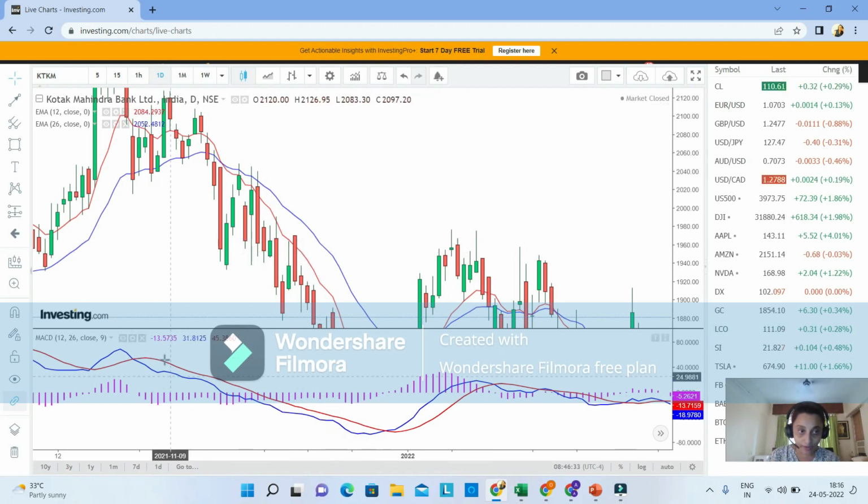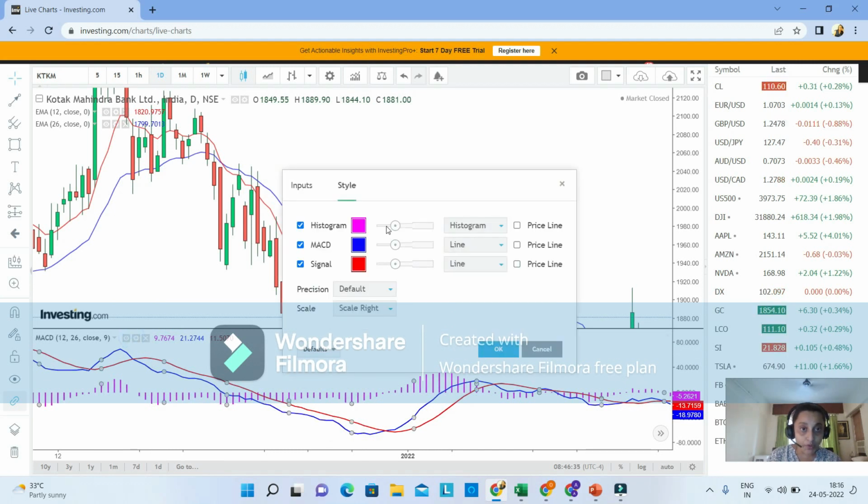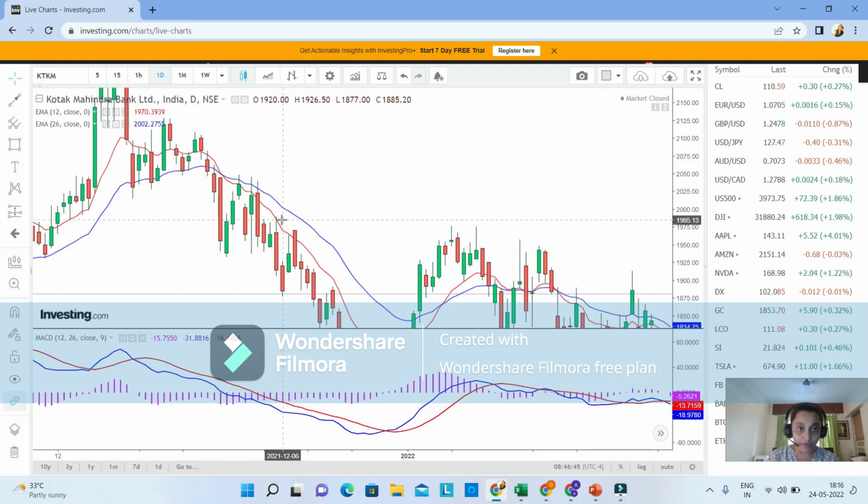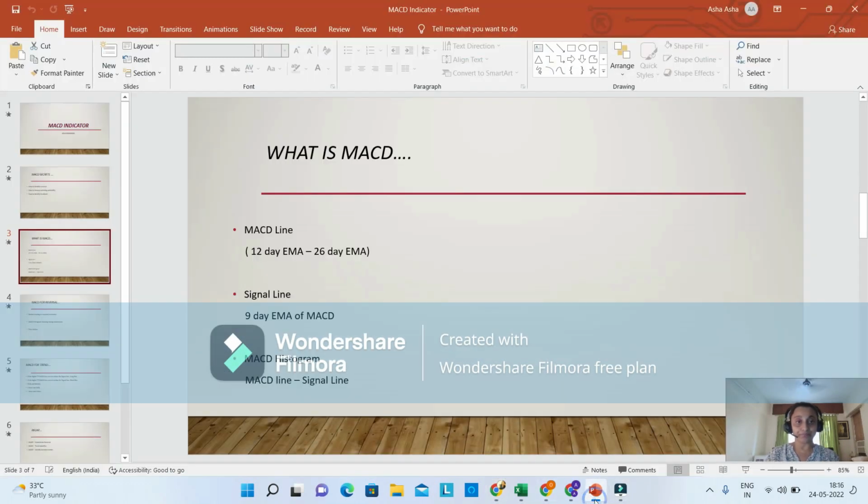So here I have plotted MACD in the indicator. So the blue line, which is the MACD line, this is a blue line, which is ticked here as MACD, right? So this blue line is nothing but the difference between the 12-day exponential moving average and the 26-day exponential moving average. So that is the MACD line. Clear, all of you till here?